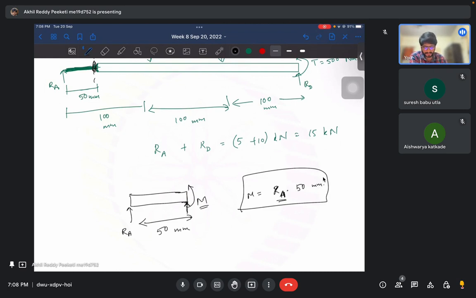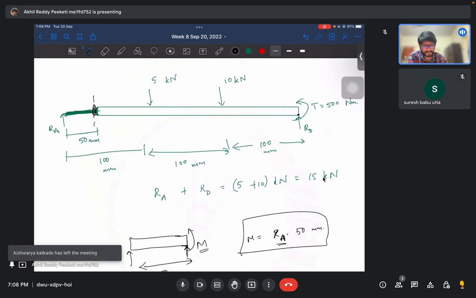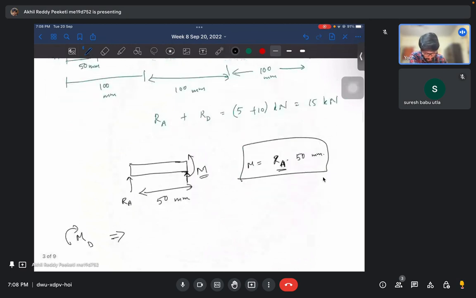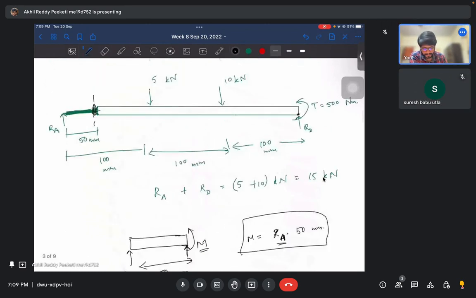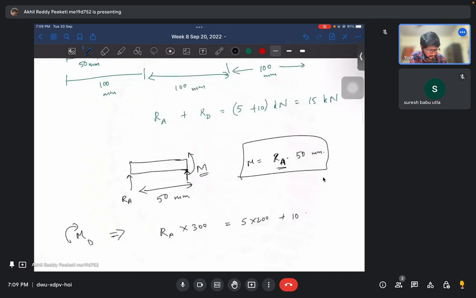And how can we easily estimate RA? If we do the moment balance from point D, then we can estimate RA directly. We don't need to worry about the reaction force RD. So let's try that. Moment balance at point D. RA into 300 mm should be balanced by this 5 kilonewtons at 200 mm and 10 kilonewtons at 100 mm, right? So 5 into 200 plus 10 into 100. This is all in kilonewton and mm.